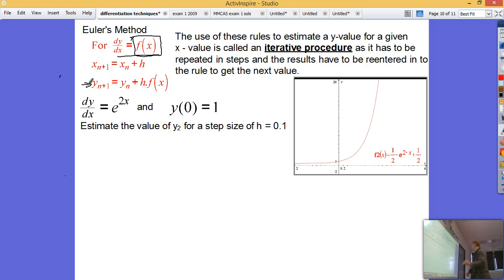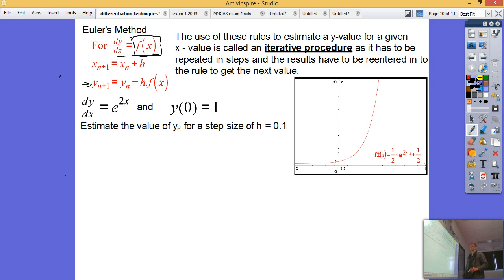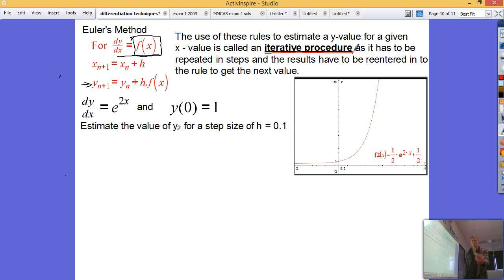Now, why do we do it in this way? You have x numbers and y numbers. Well, we approach this method like taking steps: a little bit of a step across and a little bit of a step up. This is what's called an iterative procedure. It means we use a rule to get one value, plug it into another rule and get another value, then take that and put it back into the rule. We have to do things step by step in order to obtain the value we want.